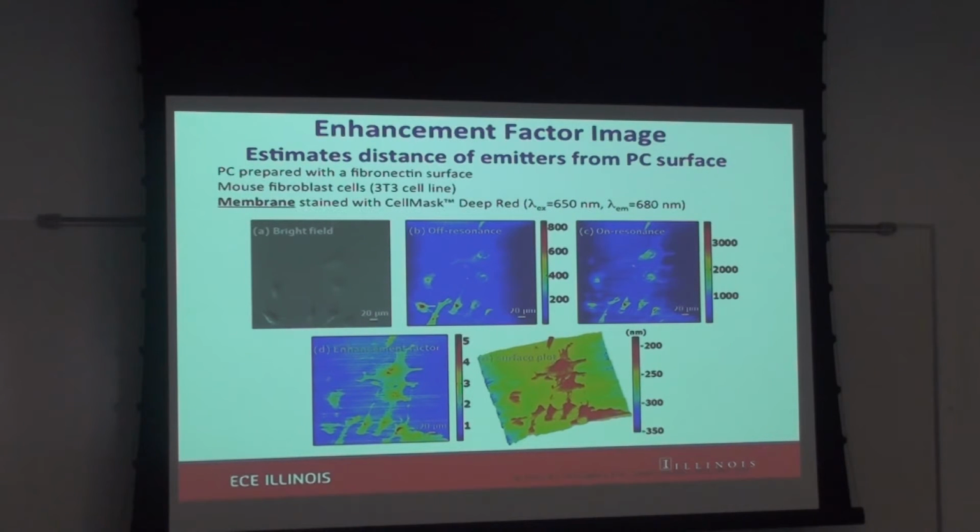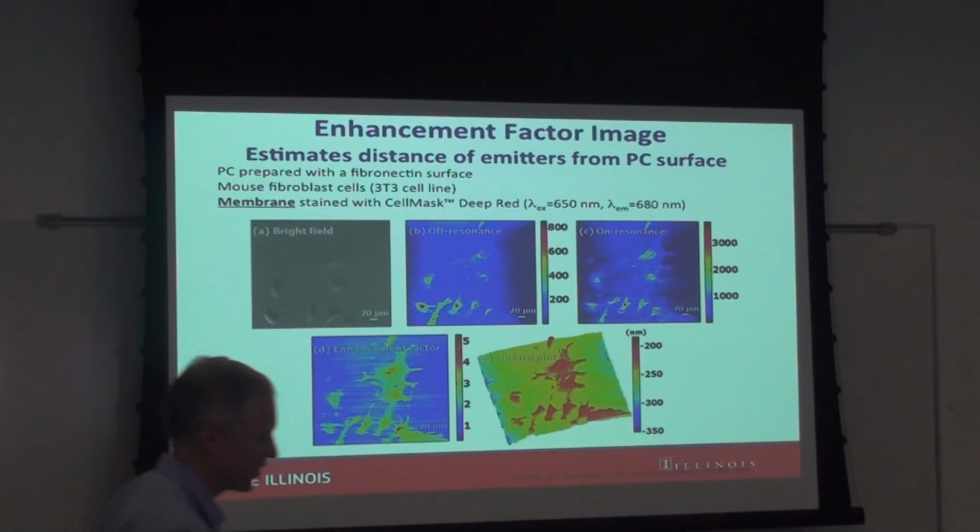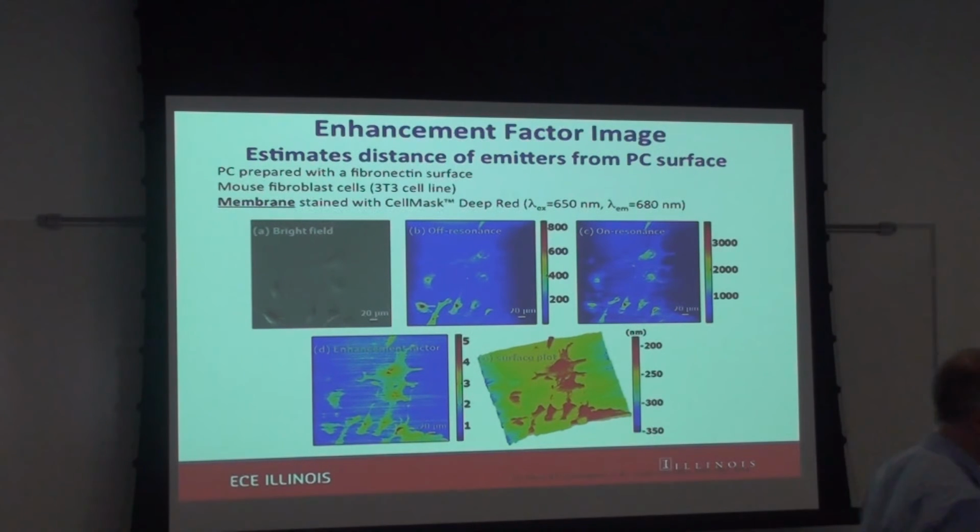Since we know the mathematical equation that describes the drop-off in enhancement factor as you move away from the photonic crystal, we can take this enhancement factor image and make an estimate of the position of the fluorophores from the surface in units of nanometers. So with somewhere on the order of nanometer resolution, we can say with an enhancement factor image how close a fluorescence emitter is from the surface.